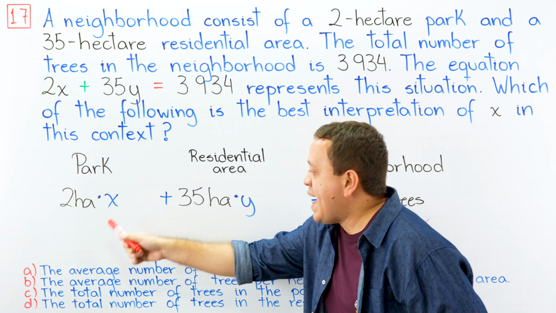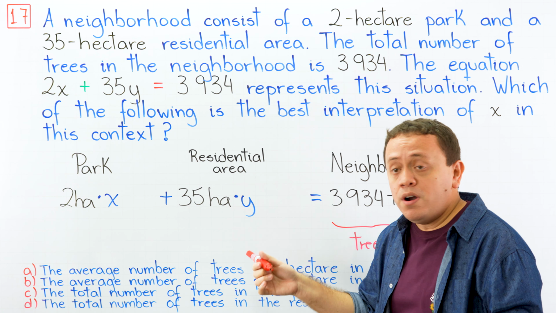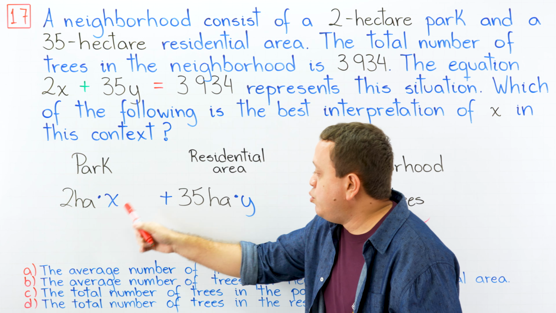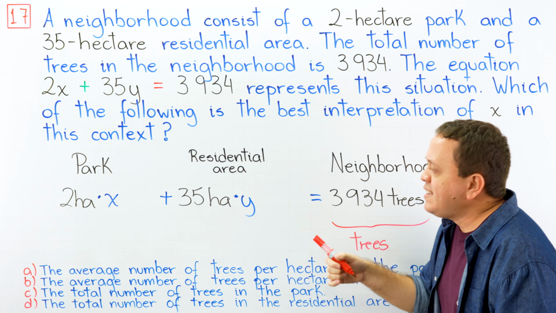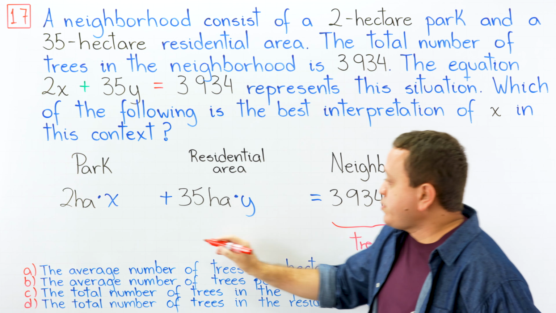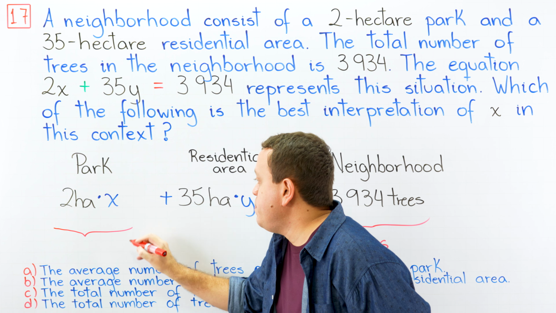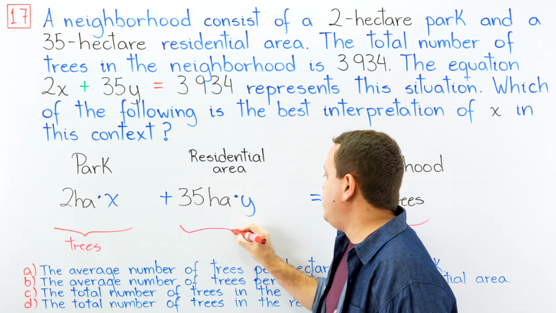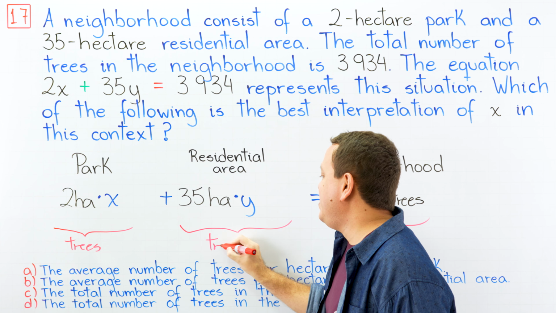And over here, we're adding these two quantities together. Therefore, these two quantities must also be expressed in trees. When you add trees to trees, you get trees. It's like adding apples to apples. Well, in that case, you get apples. So, the units of this term are trees. And the units of this term are also trees.